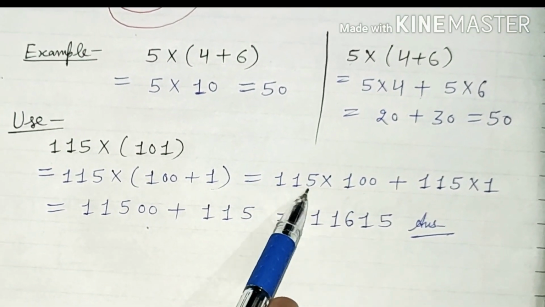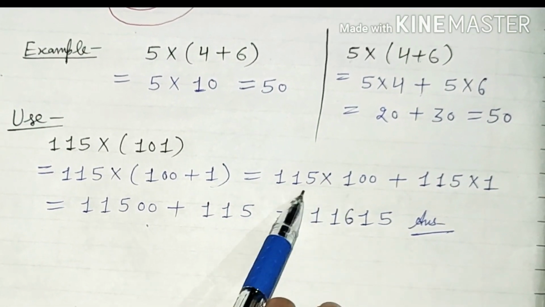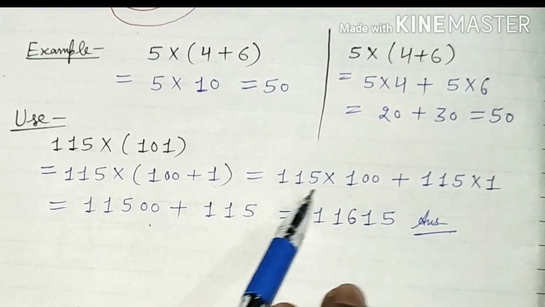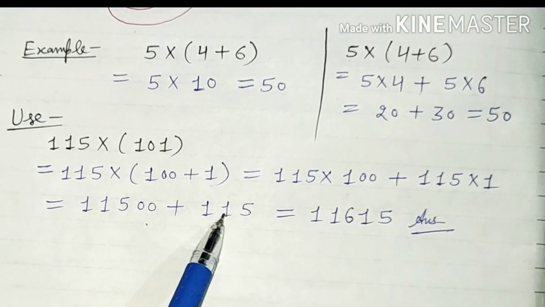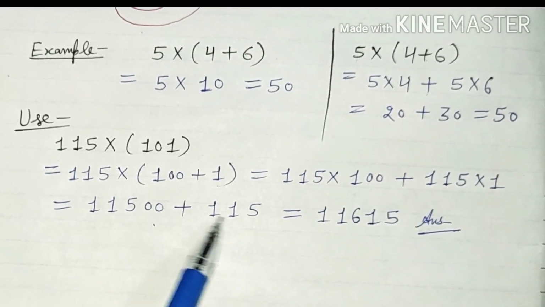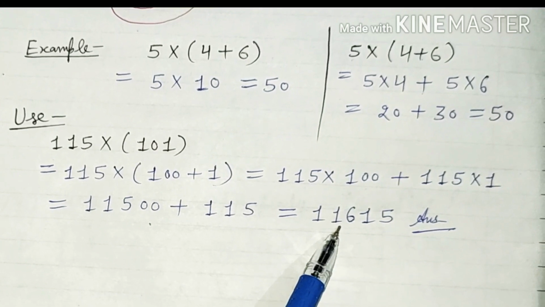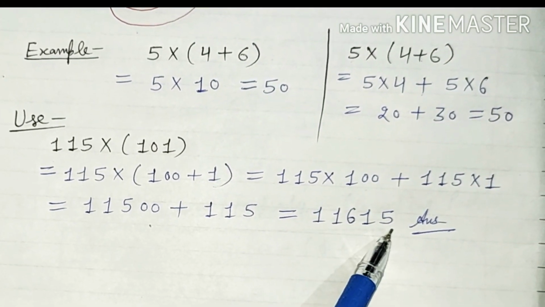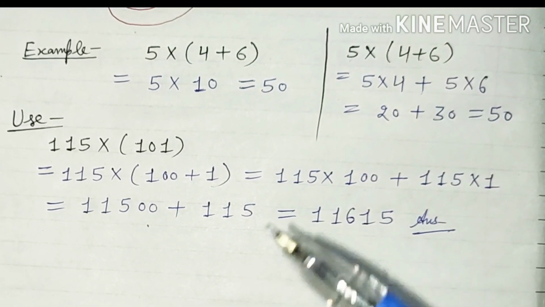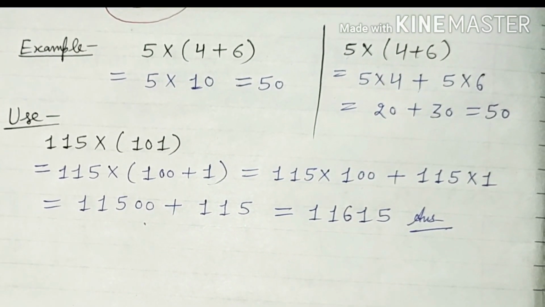Now it is quite easy to multiply 115 with 100. We will write the number and put 2 zeros, and 115 ones are 115. When we add these numbers we will get 11,615. So this property is more useful while doing the calculation for the larger numbers.